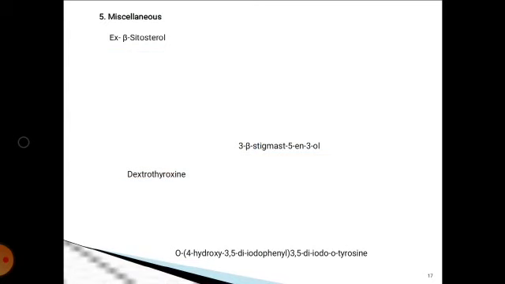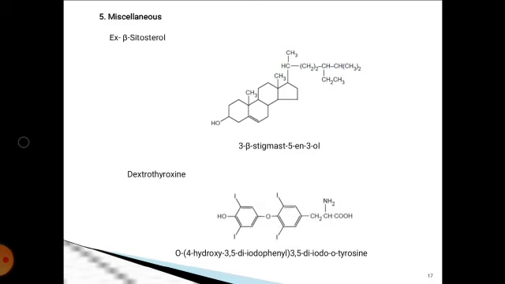Sixth class, miscellaneous. Example includes beta-sitosterol. This is the structure for beta-sitosterol. Its IUPAC name is 3-beta stigmast-5-en-3-ol. And one more example is dextrothyroxine. This is the structure for dextrothyroxine and the IUPAC name for the same is O-4-hydroxy-3,5-diiodophenyl-3,5-diiodo-tyrosine.